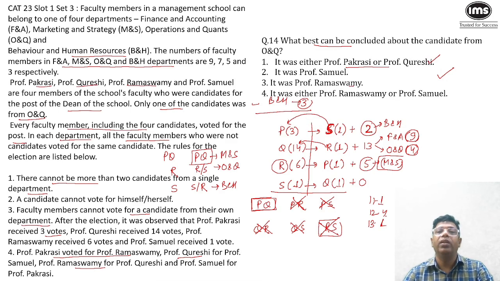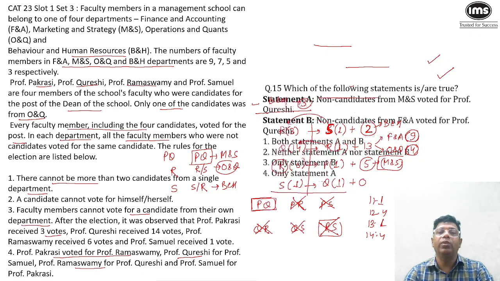Look at the next one. What best can be concluded about the candidate from O and Q? From O and Q, either R or S. So you have to take option number 4. Either Professor R or Professor S could be from O and Q. So for question number 14, option 4 is correct.